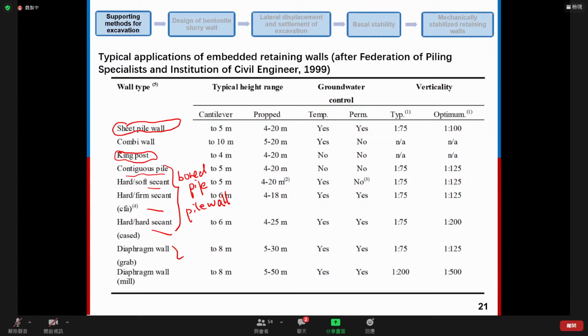Also, we have a diaphragm wall here. So in this table, you can see, for example, we have a cantilever, which means we don't use any other supporting method. We just build the wall. And for the diaphragm wall, it can reach like 50-meter depth. Okay.